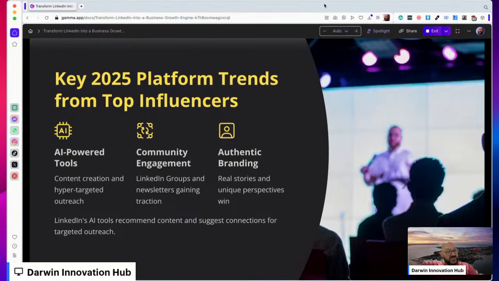LinkedIn's AI tools do also recommend content. So they actually show you stuff on the feed that you otherwise wouldn't have noticed or known. And it also helps out with their algorithm to deliver consistently, I guess, relevant content to you. Like any platform, it's highly relevant what you're seeing.